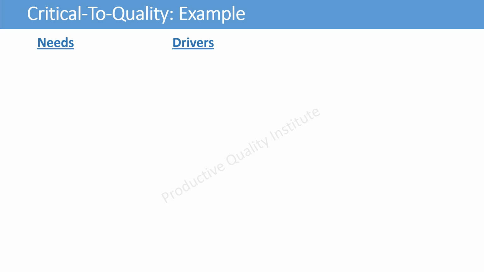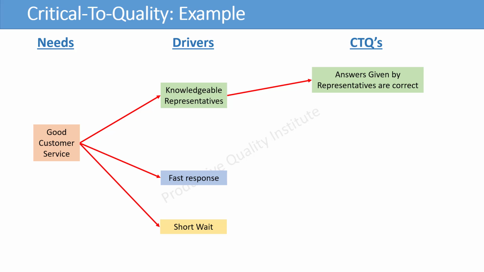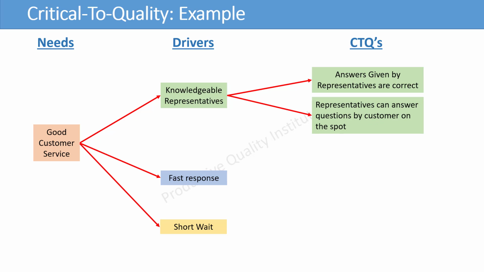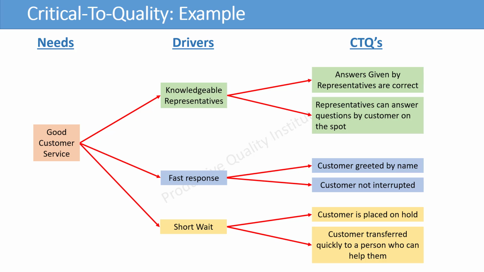For the needs, in our example, good customer service. There are 3 drivers for this need: knowledgeable representatives, fast response, and short wait. For the knowledgeable representatives driver, the CTQs are: answers given by representatives are correct. Representatives can answer questions by customer on the spot. For the fast response driver, the CTQs are: customer greeted by name, customer not interrupted. For the short wait driver, the CTQs are: customer is not placed on hold, customer transferred quickly to a person who can help them.